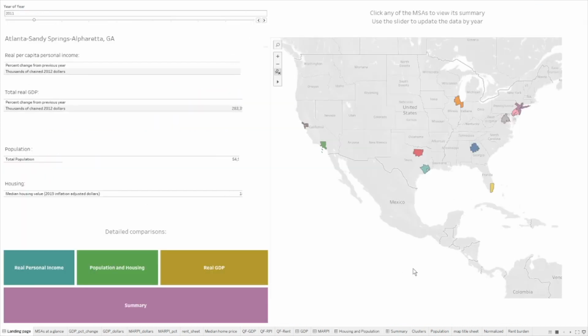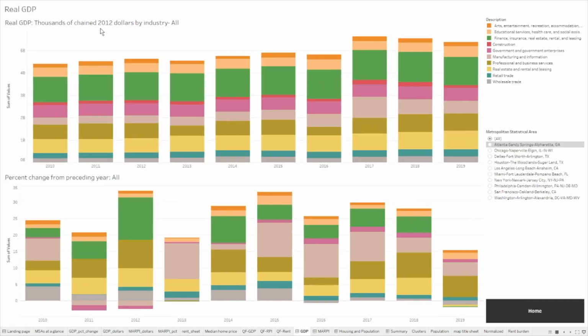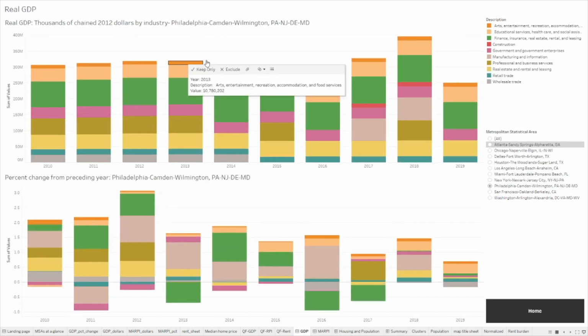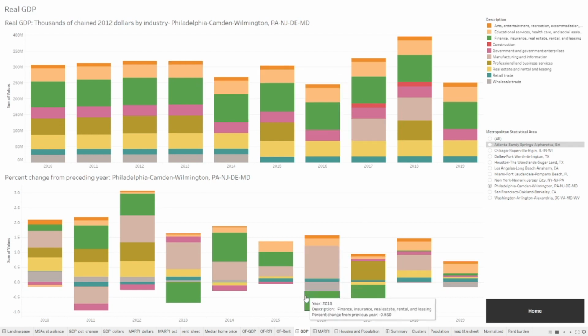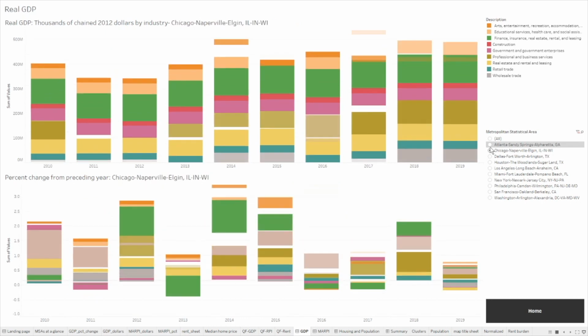So now let's go back to the home page, go to real GDP, and we can look at the real GDP in thousands of chained 2012 dollars as well as percent change. Some things to note here is that San Francisco again has a steady increase over time, which is somewhat different than the other cities that had more variance in not only the dollar amount per year, but the percent change per year. We can see this in Dallas and Houston, Chicago to a lesser extent.